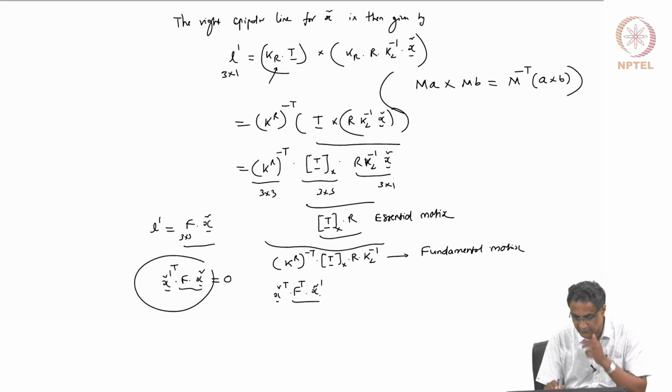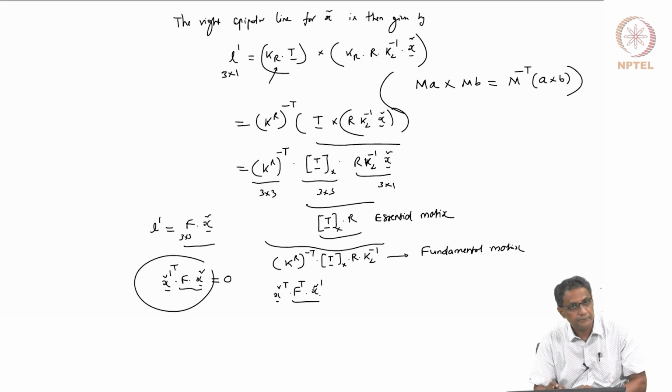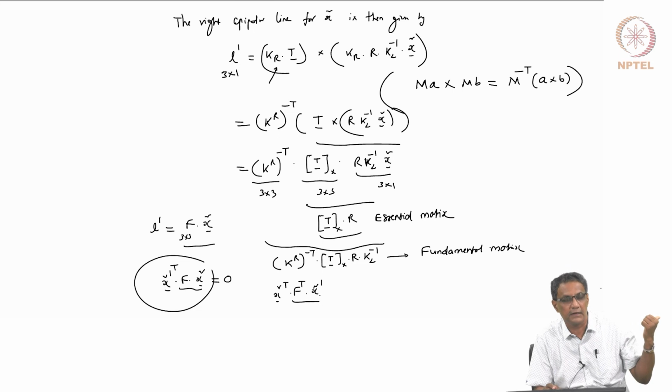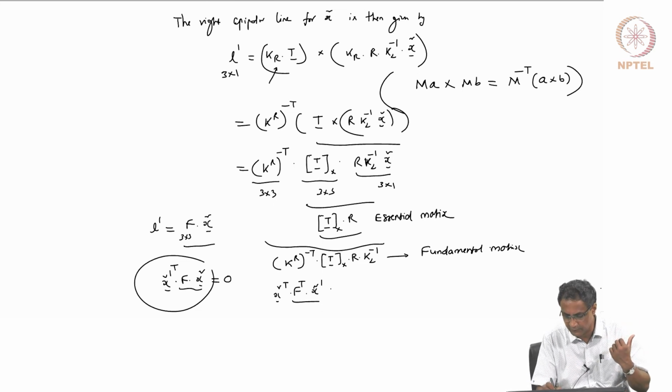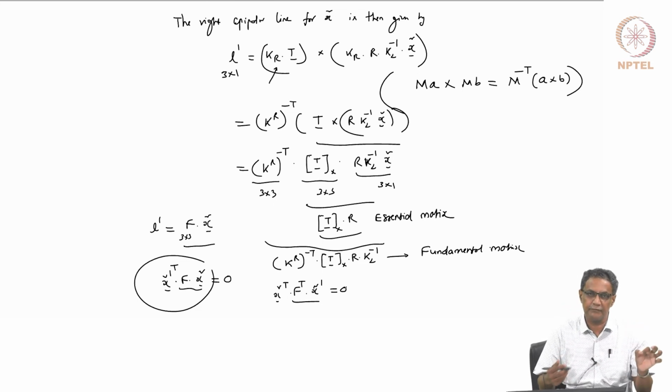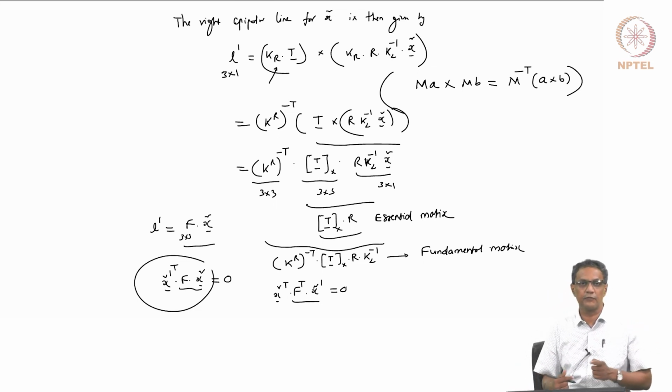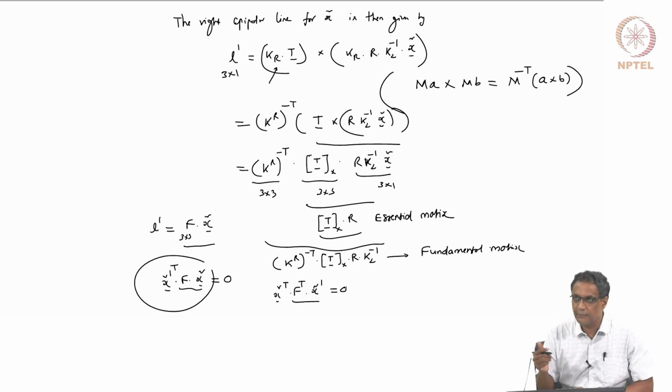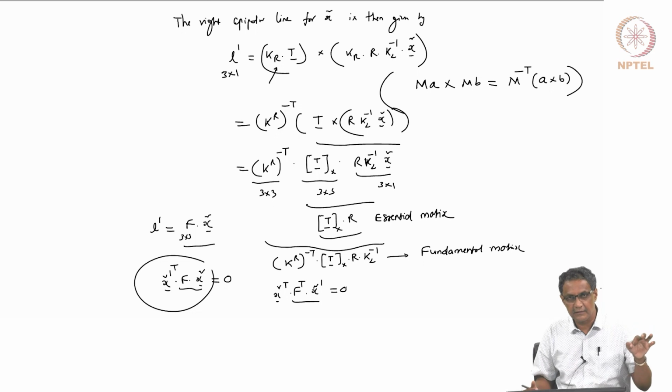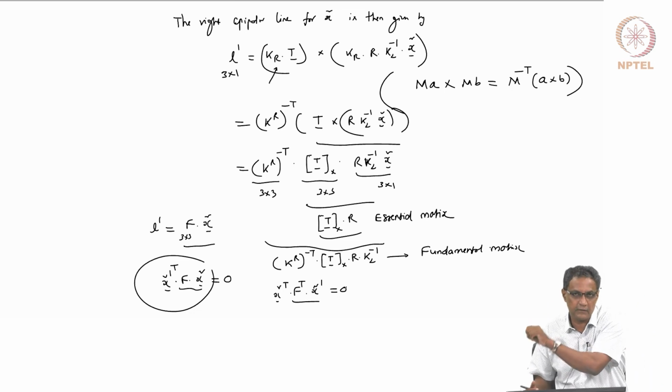You can think of F transpose x tilde dash as the epipolar line in the left image plane, and this dot product with x tilde, which is a corresponding point, should be 0. So in that sense, F is a fundamental matrix going from, if you look at the ordering, PL to PR. F takes a point from the left image plane, from the left camera, and maps it to an epipolar line on the right camera.